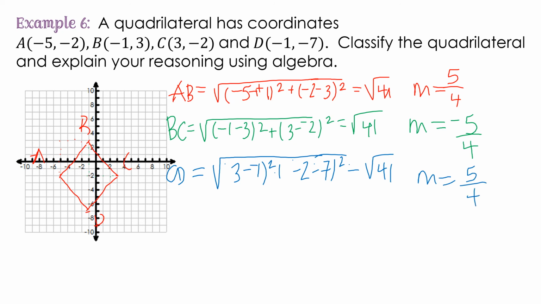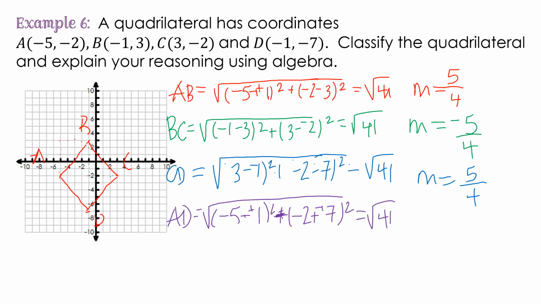And then finally, let's knock out AD. We've got -5 minus -1. There's that -4 squared again. Plus -2 minus -7 squared. That is that 5 squared again. So again, square root of 41. So all four sides are the same. That means it's a rhombus. If we count the slope, it's -5 over 4. No opposite reciprocals, so no right angles. So this is just a rhombus.